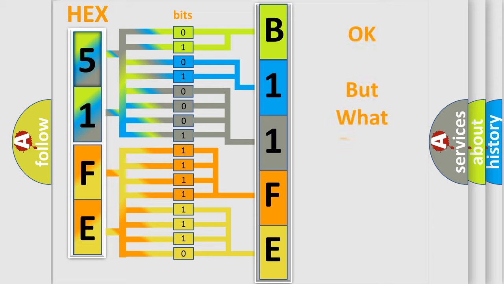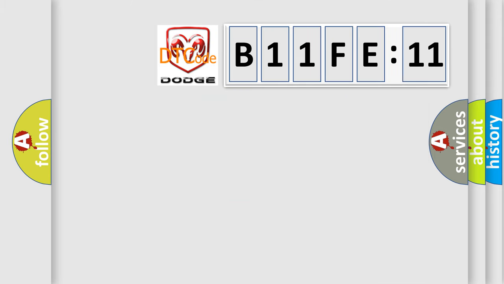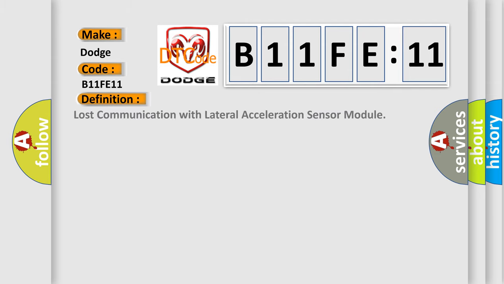The number itself does not make sense to us if we cannot assign information to what it actually expresses. So, what does the diagnostic trouble code B11FE-11 interpret specifically for Dodge car manufacturers? The basic definition is lost communication with the lateral acceleration sensor module. And now this is a short description of this DTC code.